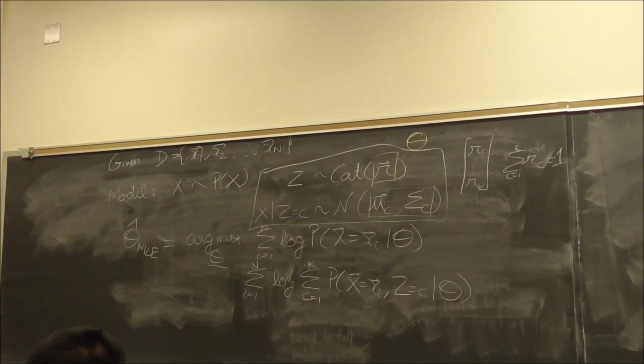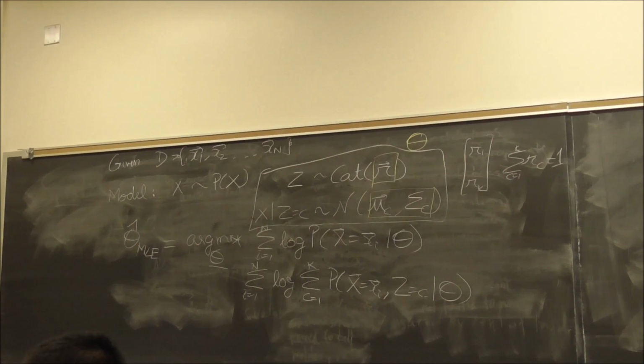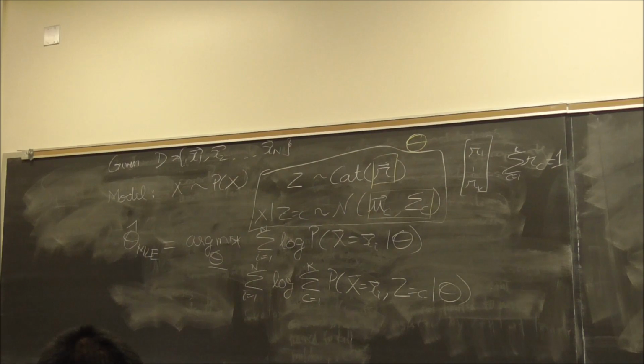So maybe I'm not clear on this, but the categorical function is like a dice, right? Yeah, it's a k-sided dice. So in this case, you could either be from this Gaussian or this Gaussian. That's right. But they're mutually exclusive. It can only be from one. In order to generate the data, yes. But given a data point, given x, we don't know which Gaussian it came from.